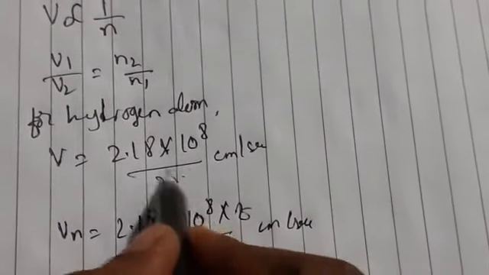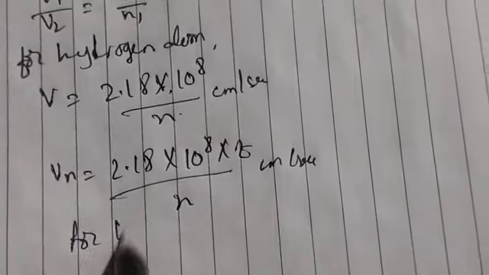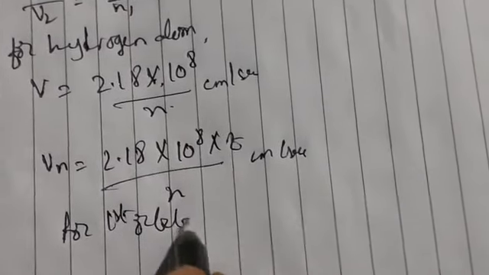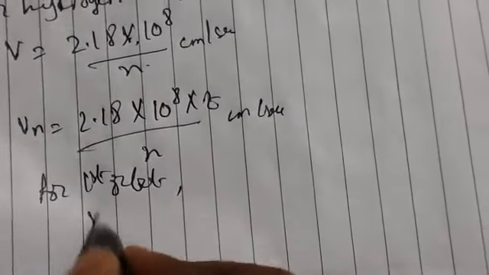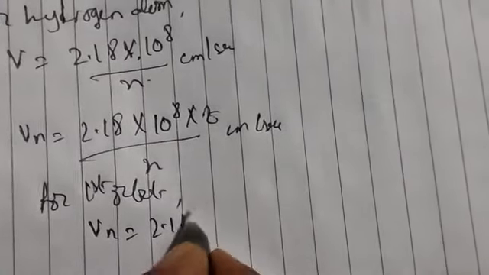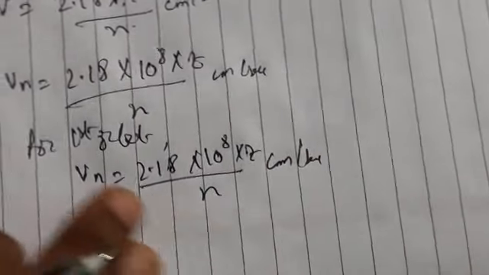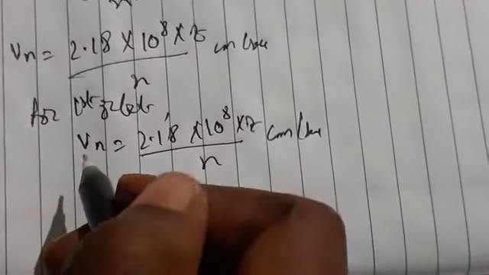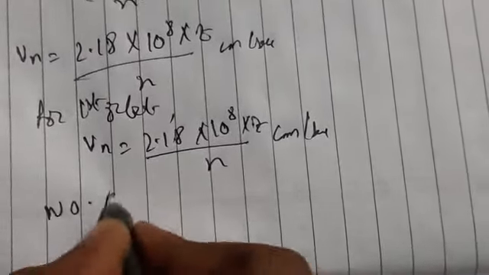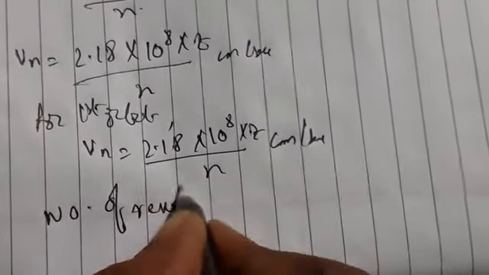If N equals 1, then V equals, for the first orbit, Vn equals 2.18 into 10 to the power 8 into Z by N centimeter per second. Okay, so now the expression to find the revolutions per second. So how many revolutions per second is it taking?